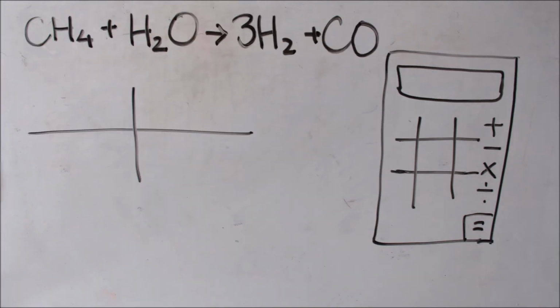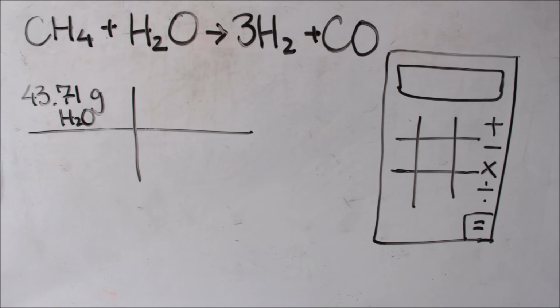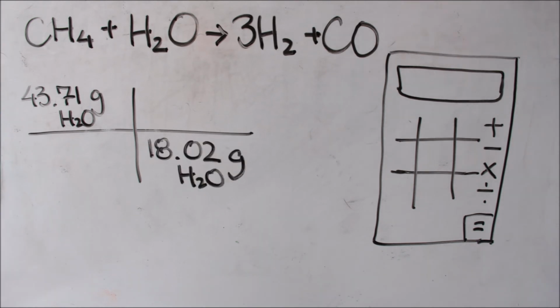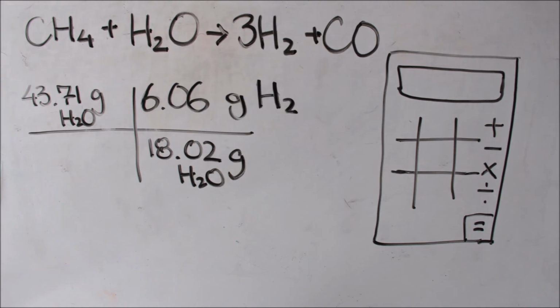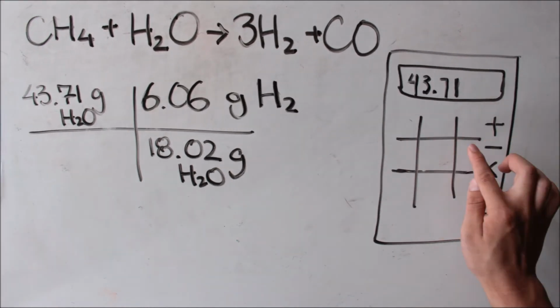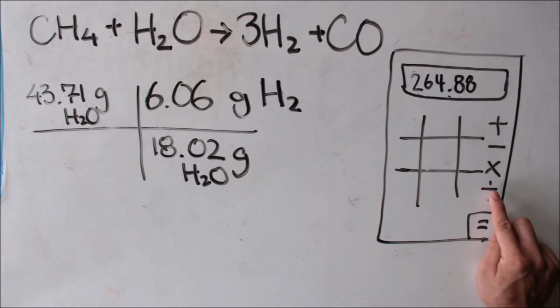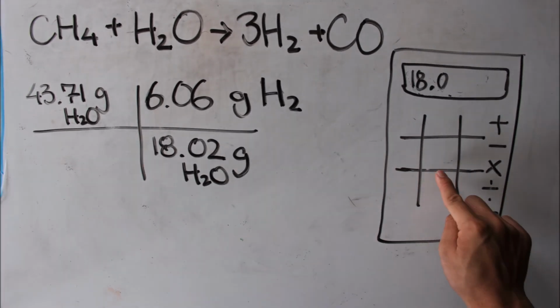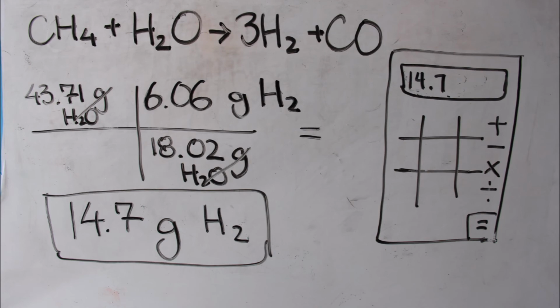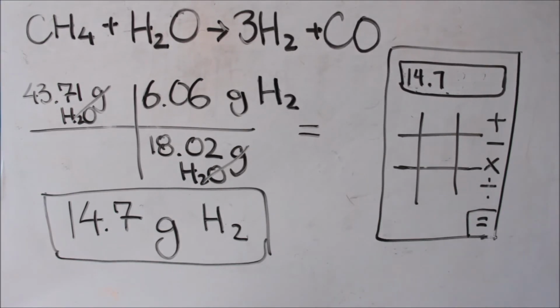Now, you are given 43.71 grams of H2O. In the problem, there's 18.02 grams of H2O, and for every 18.02 grams, there's 6.06 grams of H2. Now multiply the top 2 numbers, and then divide by the bottom number. And this will get you 14.7 grams of H2.